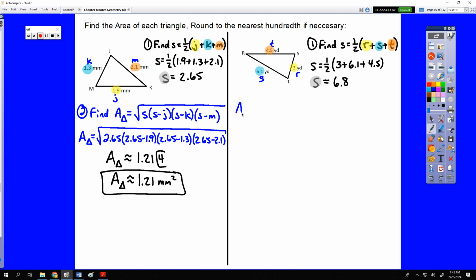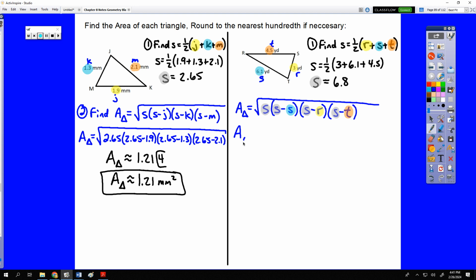We are then going to find the area of the triangle using Heron's formula. Semi-perimeter times semi-perimeter minus the side length s. Oof, I don't like that very much. Okay? Semi-perimeter minus r, semi-perimeter minus t. Now again, I don't love that there are 2 s's in there, but they are different s's. The first s here is the semi-perimeter, like in all the other problems. And then we've got r, s, and t being subtracted from that semi-perimeter.